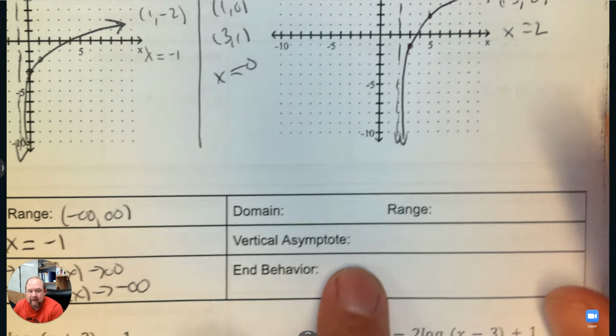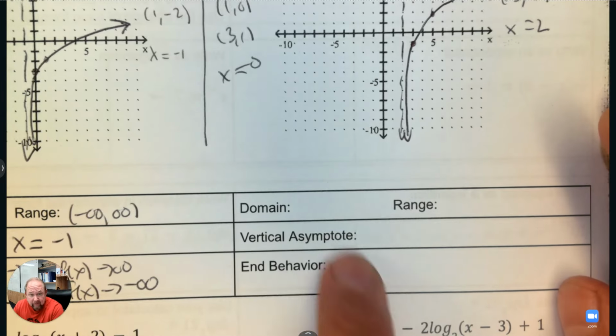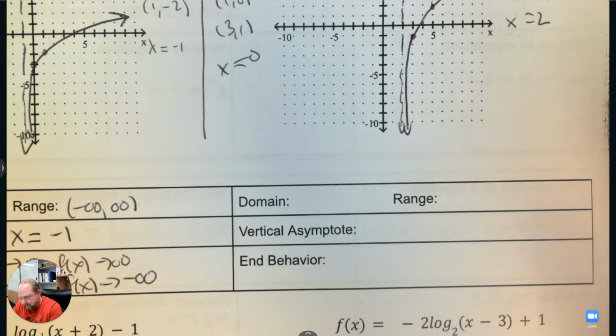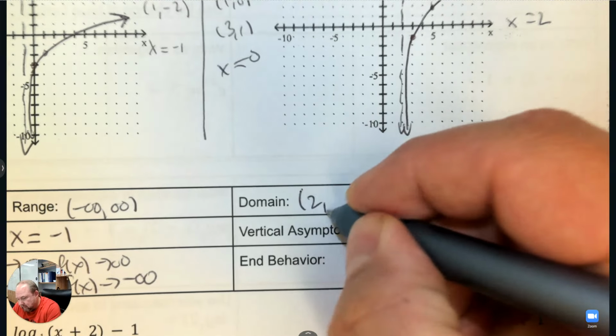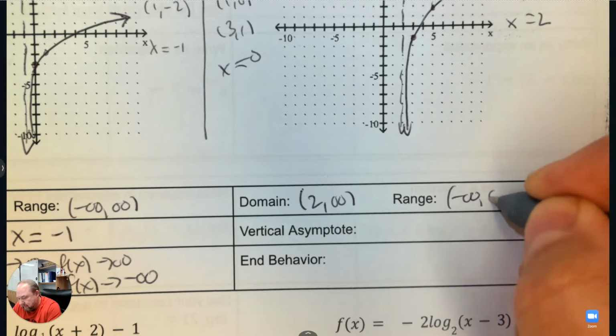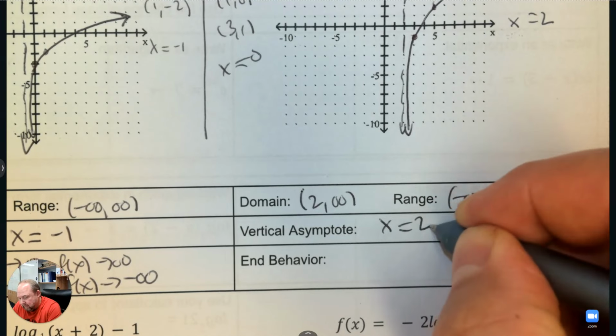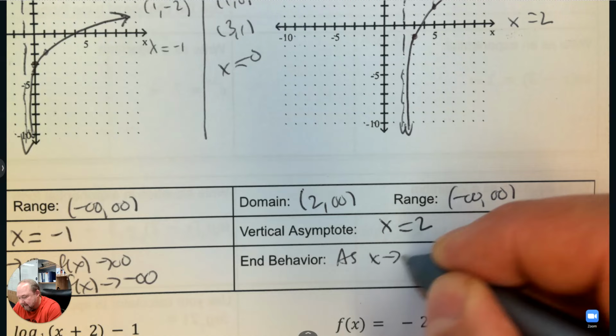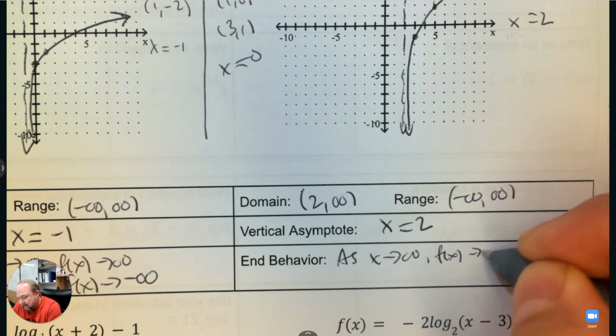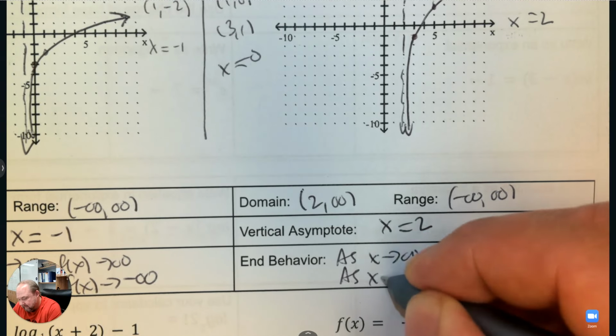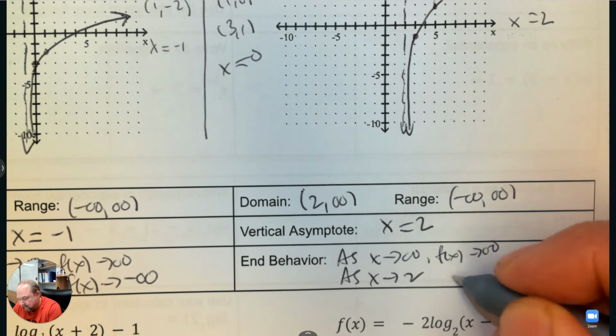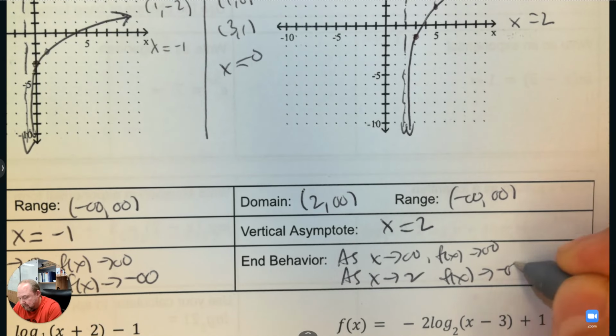And then fill in the domain, range, and behavior. So if you haven't done it, press pause and do it first, and then press play. So this goes from 2 to infinity, all the numbers. The asymptote is at positive 2, and then the right end again goes up, and the left goes to the asymptote, and then when it goes to the asymptote, it goes down.